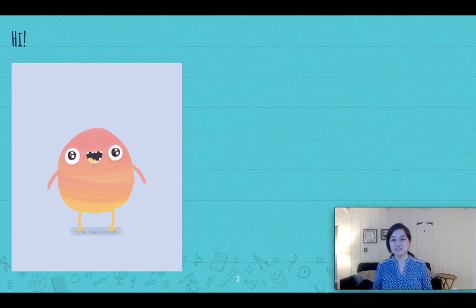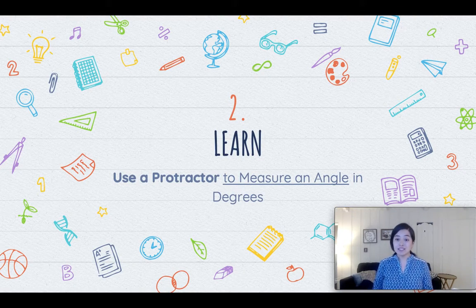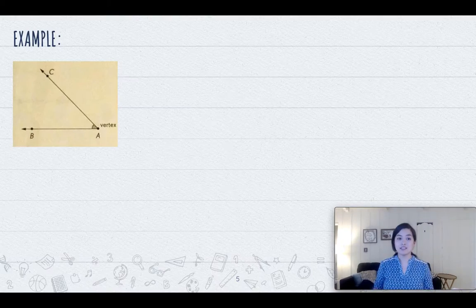Good to see you. Well, let's use our protractors to measure an angle in degrees. Look at this example. I have an angle. I know it's an angle because I see my two rays, ray AC and ray AB, meet at the same endpoint A. So this is called an angle, and my vertex is A.